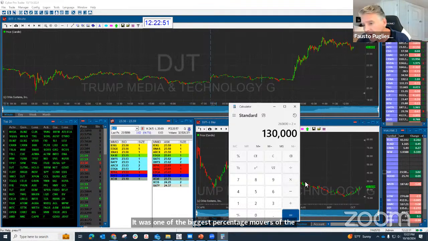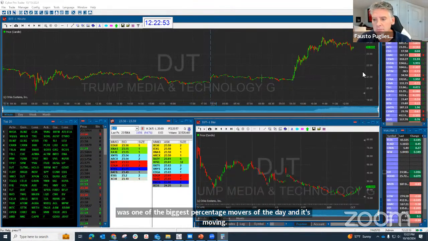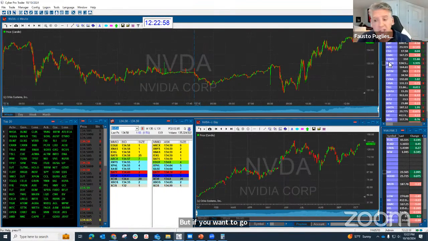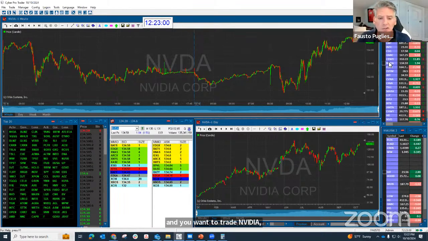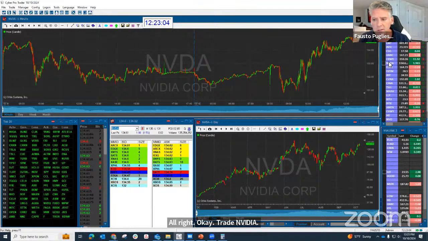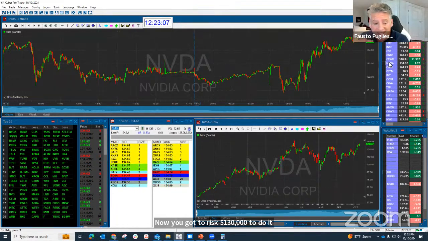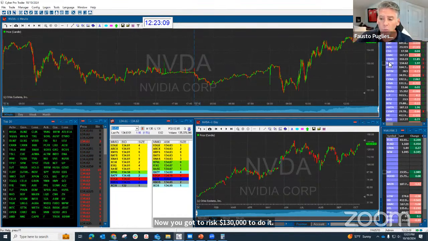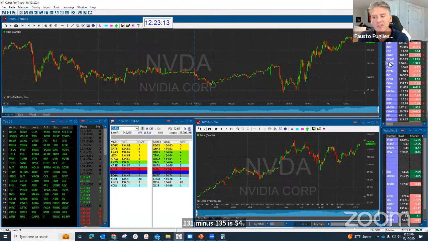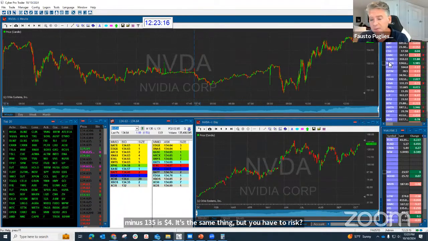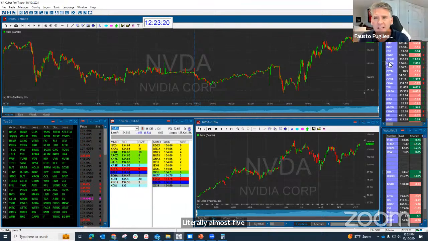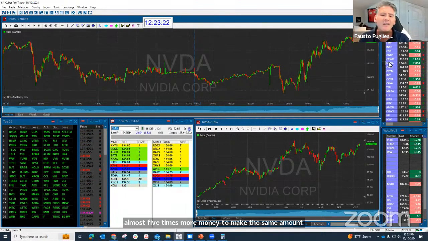But if you don't want to risk money on a $23 stock and you want to trade NVIDIA, okay, trade NVIDIA. Now you have to risk $130,000 to do it, and it moved exactly the same. 131 to 135 is $4. It's the same thing, but you'd have to risk almost 5 times more money to make the same amount. You understand? So this is the deal that you have to look at.